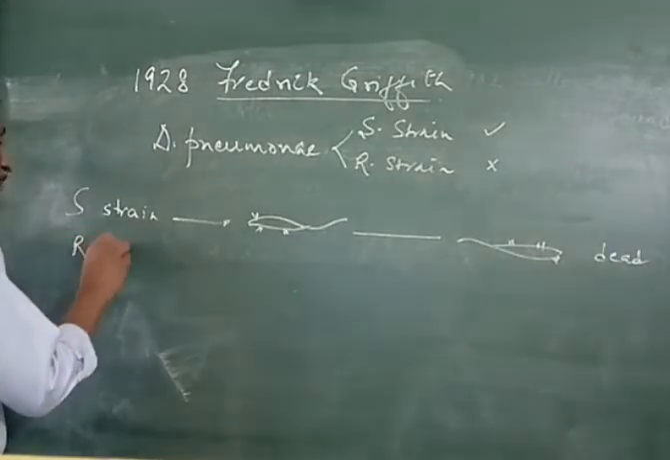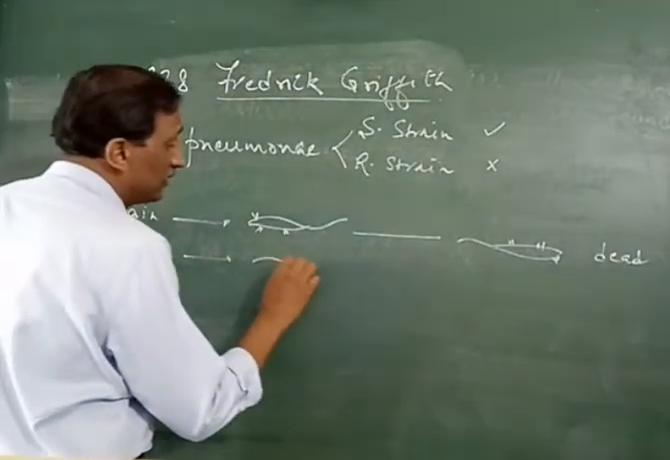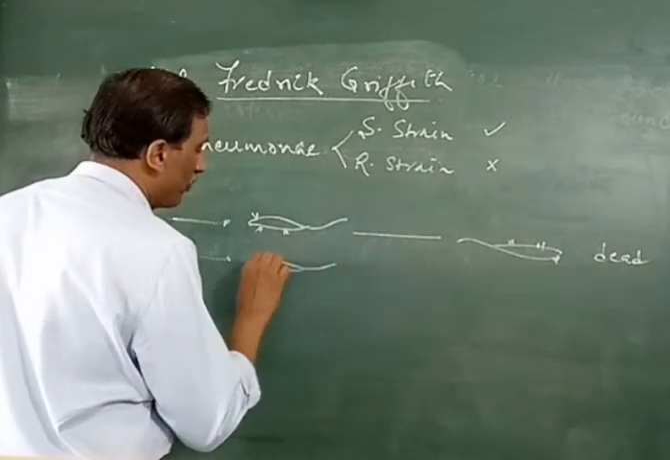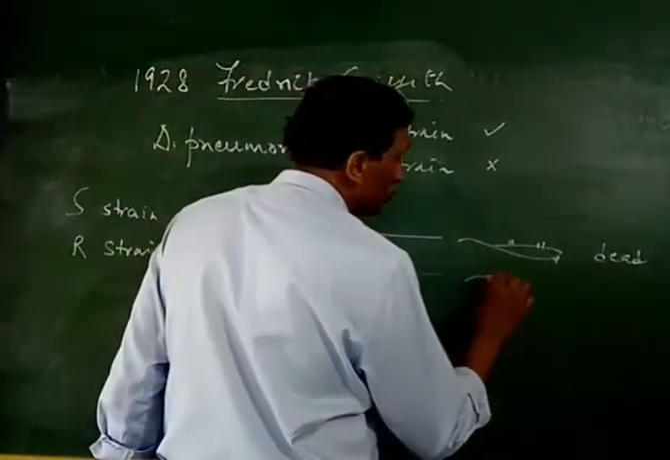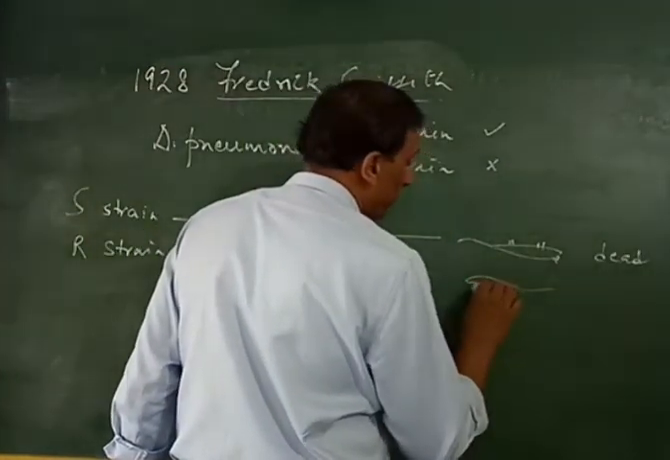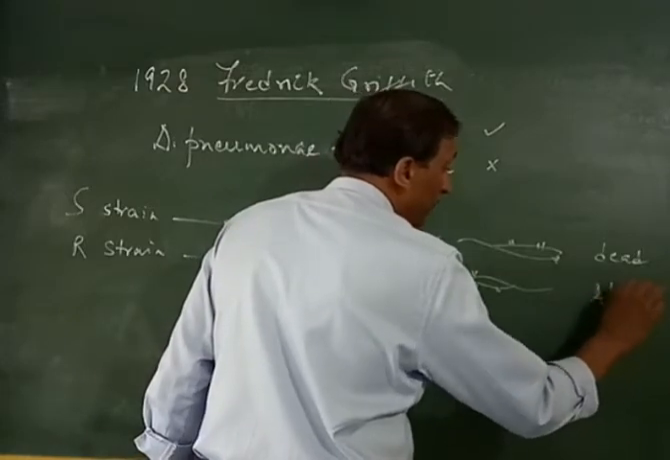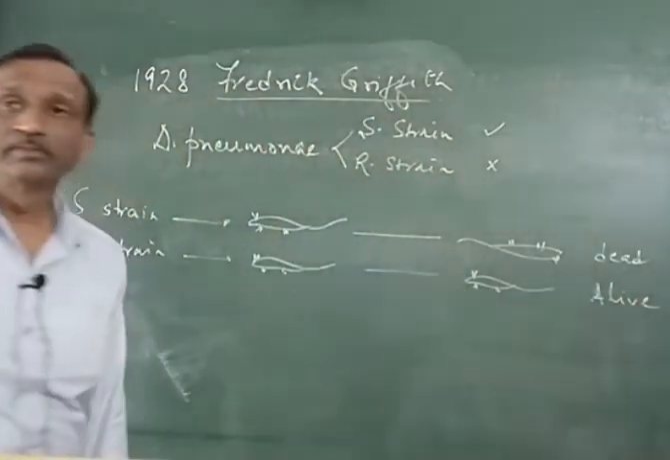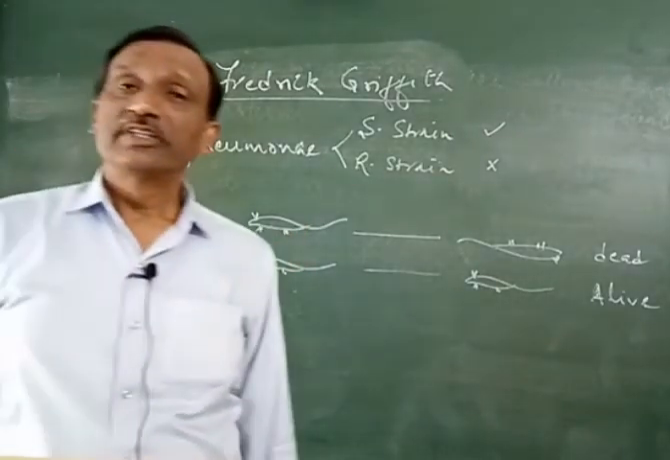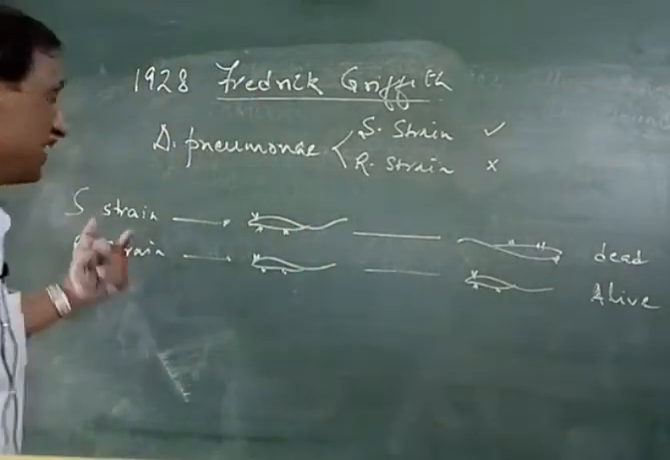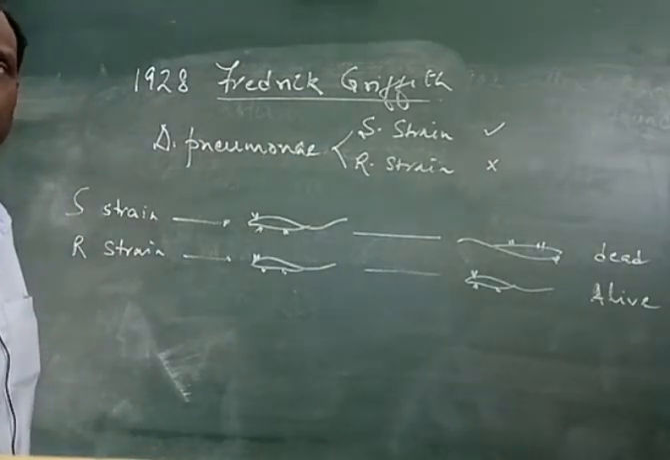When the R strain was given to some other rat, the rat was happy, no problem. You gave it such an injection, no problem. The rat was still surviving, alive. So he came to know that it is the S strain which causes disease, not the R strain.